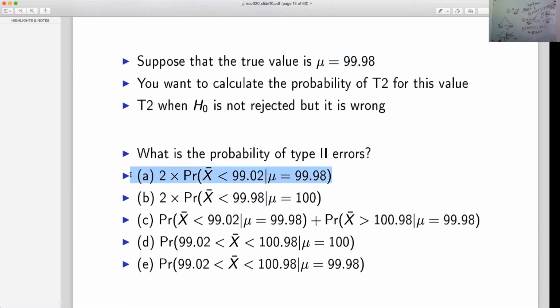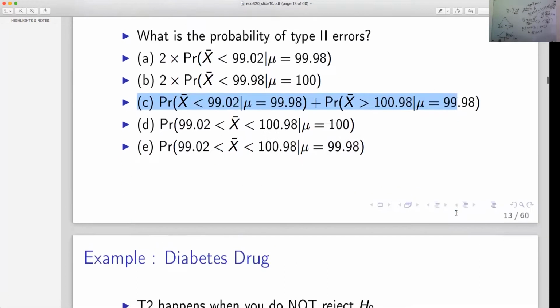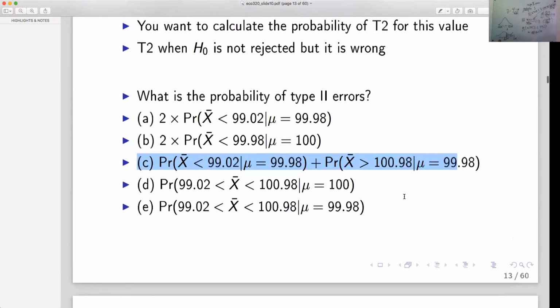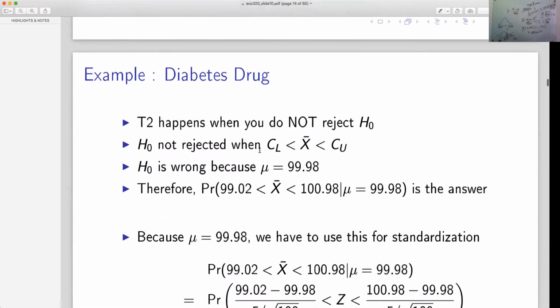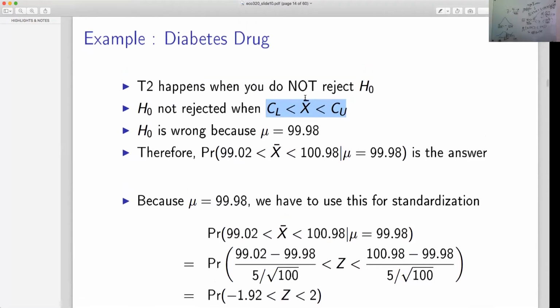This one is wrong because this is actually conditioning on they are wrong, the probability that they are rejecting. So this is actually correct, right? And similarly this one. So type 2 error happens when you do not reject the null that you're supposed to reject. So the null is not rejected when this is between. You've got to just understand this concept. In critical values, when X bar is between this, you don't reject, but if it's outside, you reject. So this is how you can define the mathematical definition.